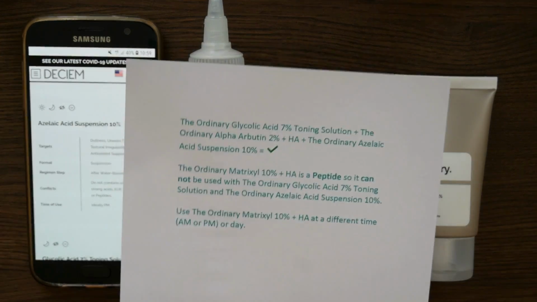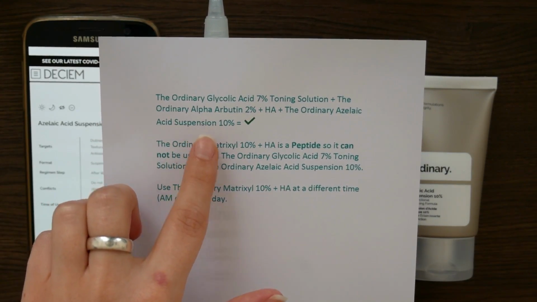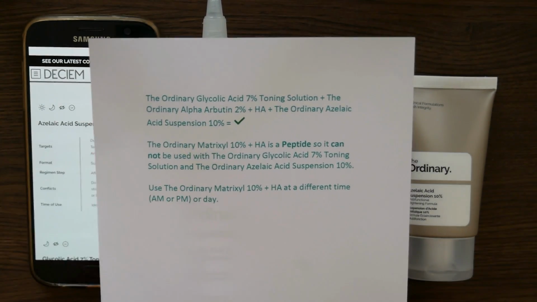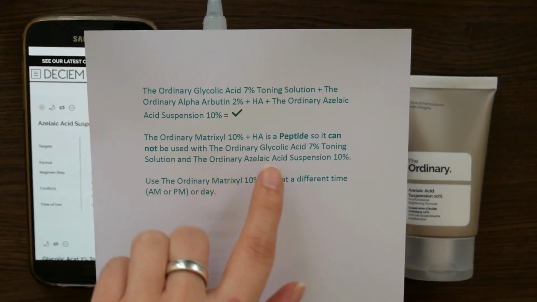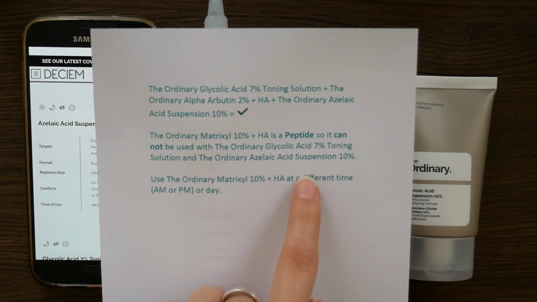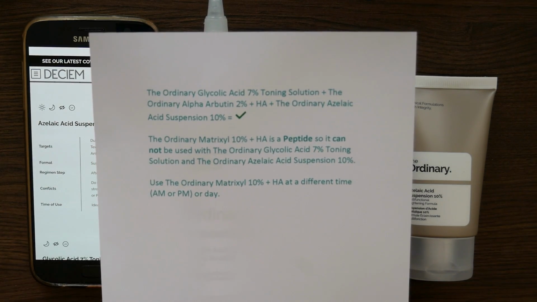Now I know that I also can use the glycolic acid with the alpha-arbutin, but also with the azelaic acid suspension. I get into this in just a moment. I also know that I shouldn't use the Ordinary Matrixyl since it is a peptide, so do not use it with the glycolic acid or the azelaic acid suspension, since those have similar conflicts.